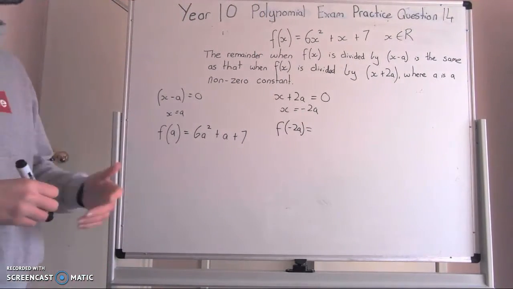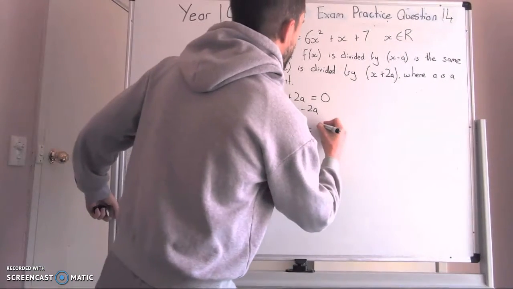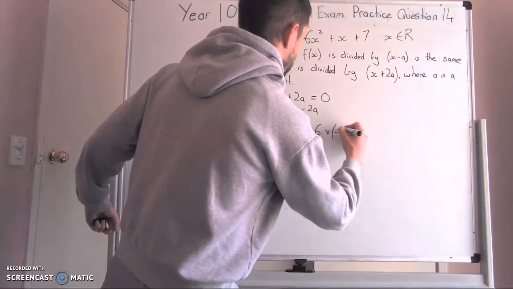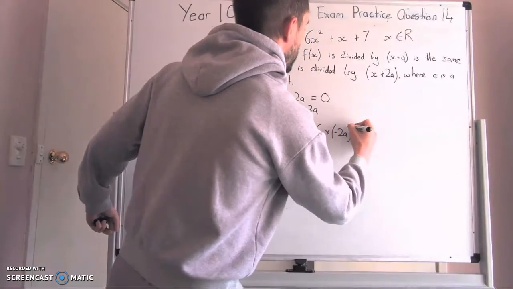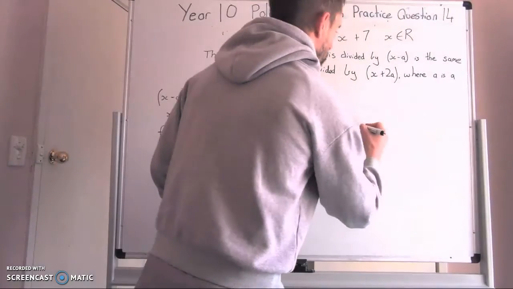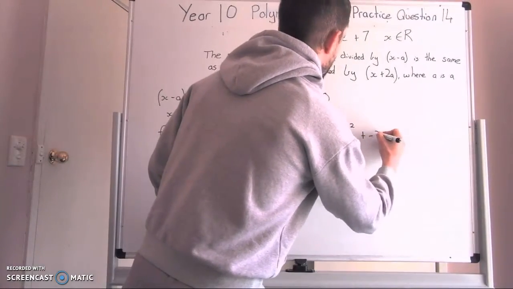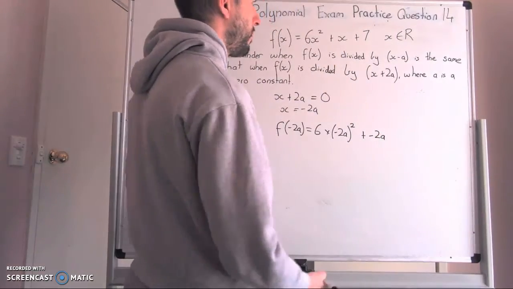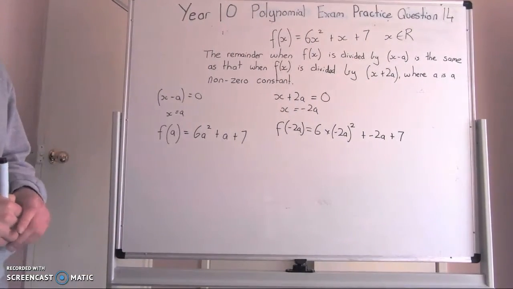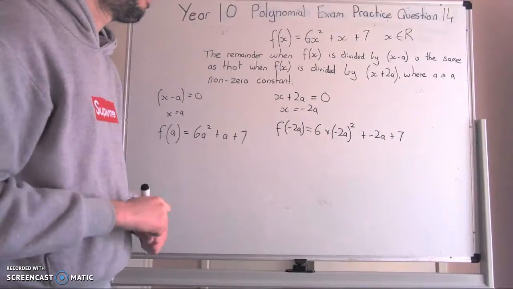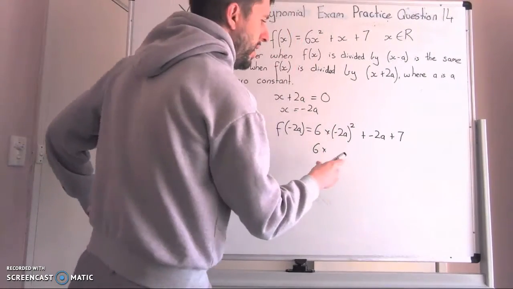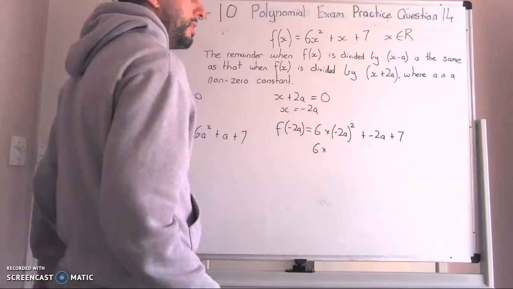So let's rewrite this. This is saying now 6 times x, which is negative 2a, squared, plus negative 2a, plus 7. I'm able to simplify this down, because that shows me that the squared applies to everything inside the bracket.